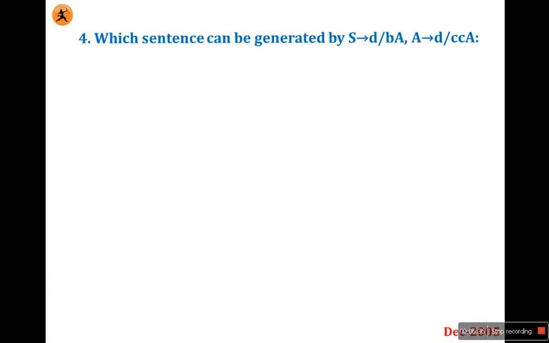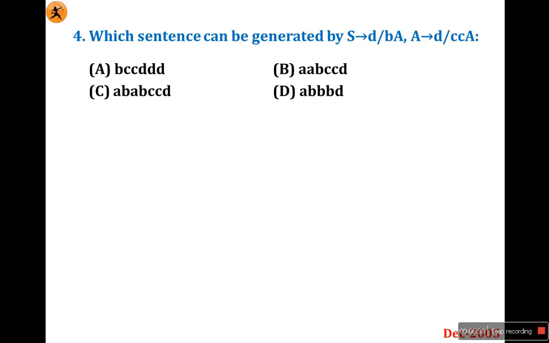Look at the fourth question. Which statement can be generated by the given productions S goes to D or B A, and A goes to D or C C A? Let's try to solve this one. The given is S is equal to D or B A, A is D or C C A. Now start with the initial state. S is equal to B A.